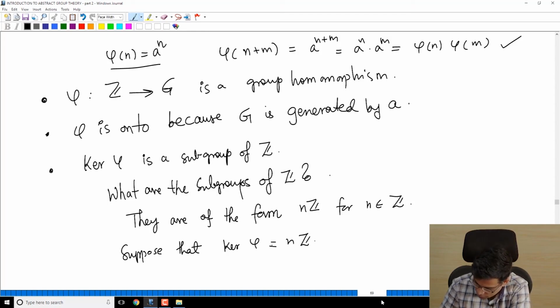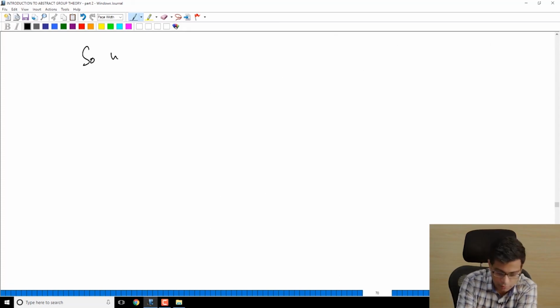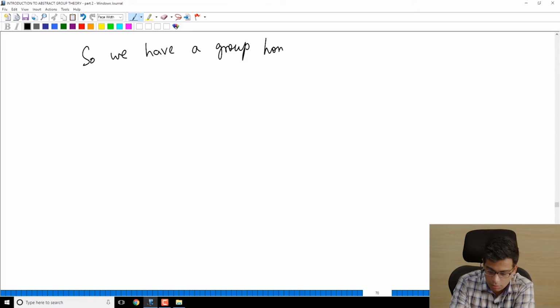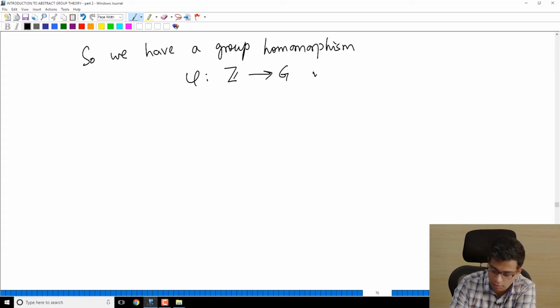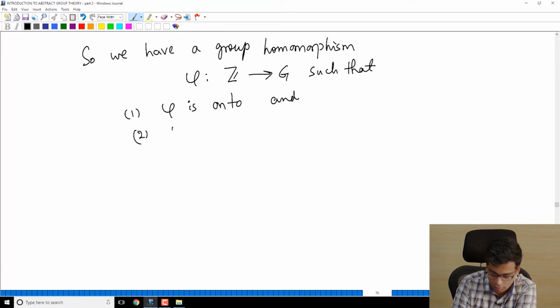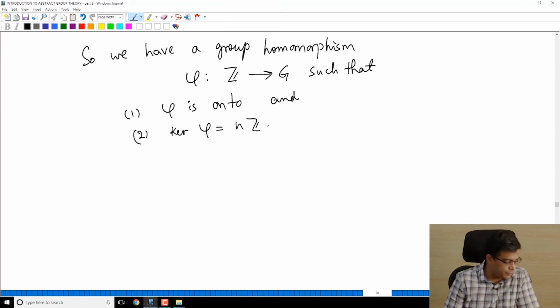Okay, so let's summarize what we have. We have a group homomorphism phi from Z to G such that phi is onto and the kernel of phi is nZ. Now let's think about what the first isomorphism theorem says.